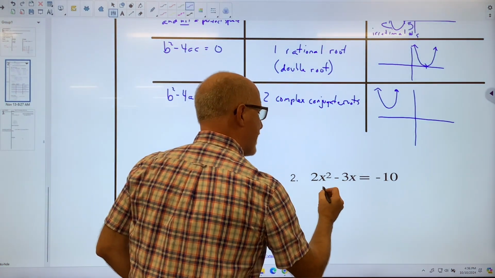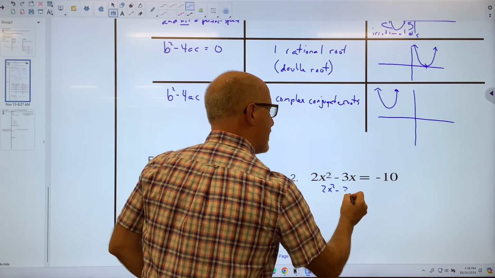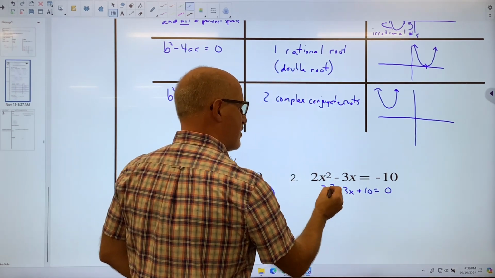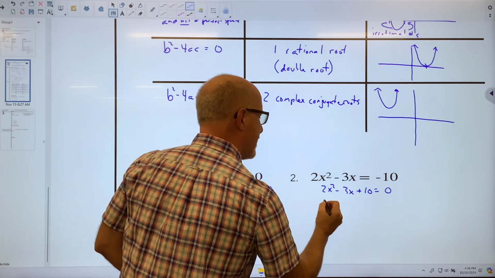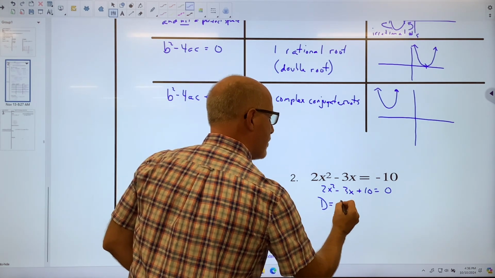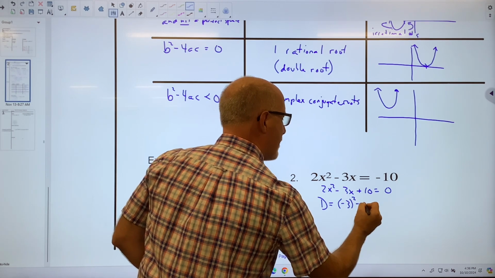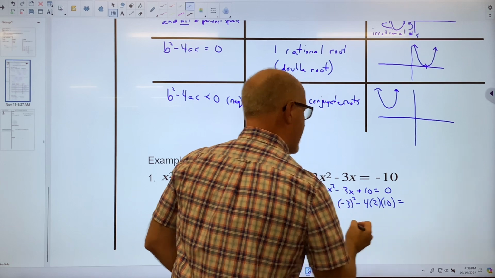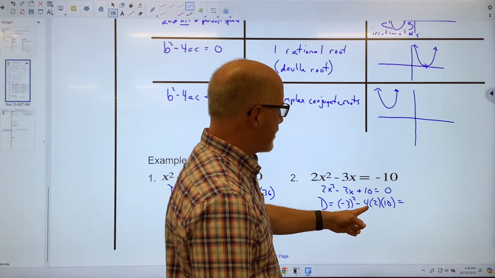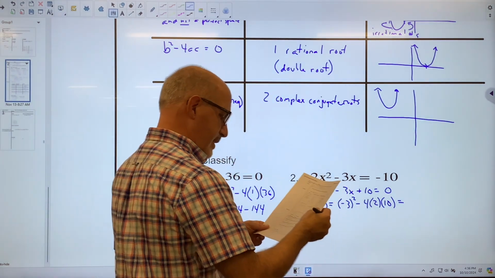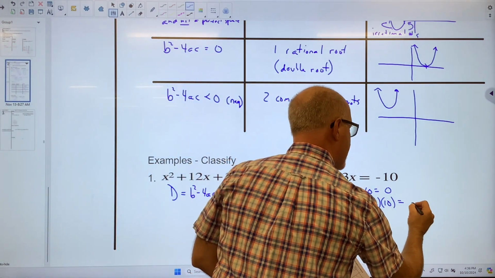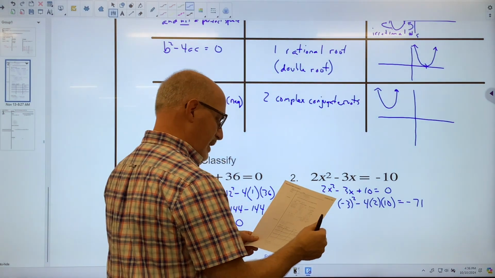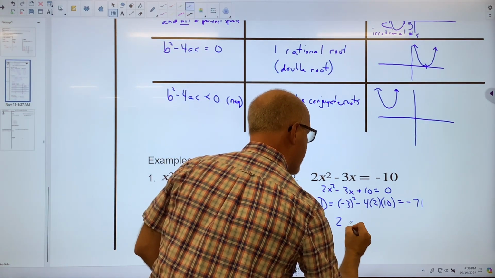All right, let's look at this one. We've got to get 0 on one side first. So 2x squared minus 3x plus 10 equals 0. On this one, my a is 2, my b is negative 3, my c is 10. So my discriminant is equal to negative 3 squared minus 4 times 2 times 10. That's going to be 9 minus 80, which is negative 71. Since I get a negative value, that's going to be two complex conjugate roots.